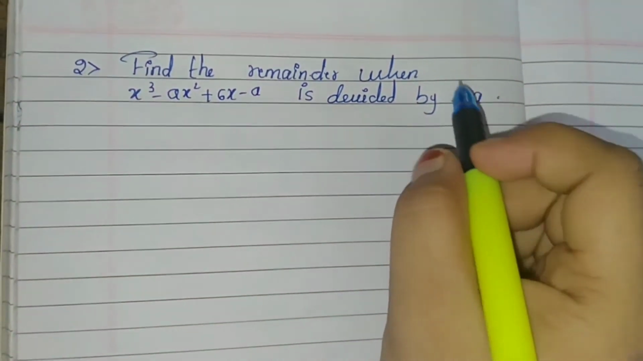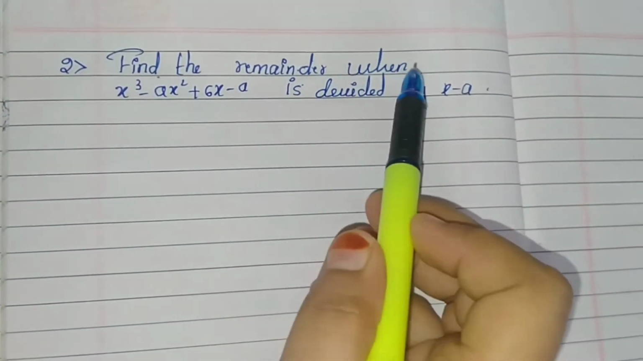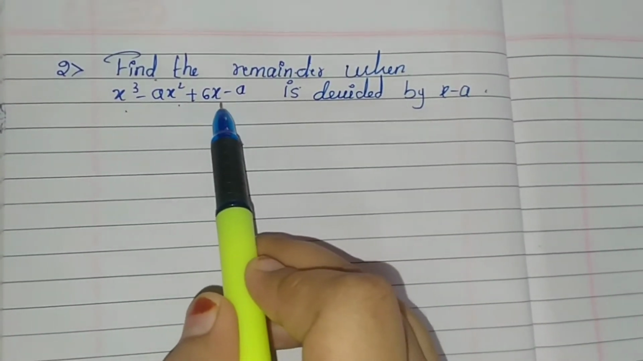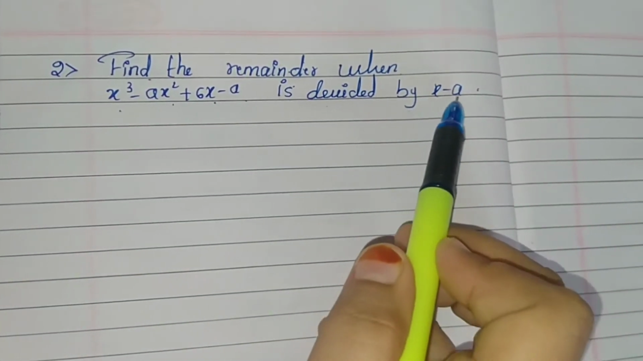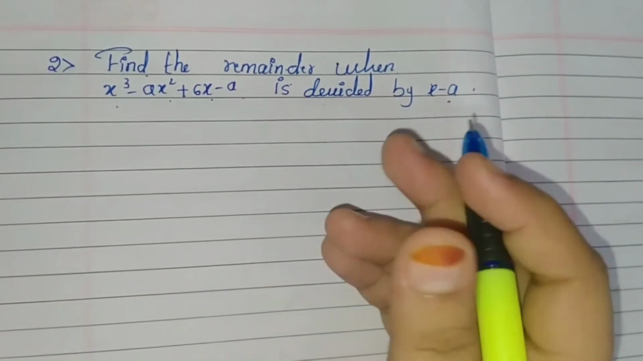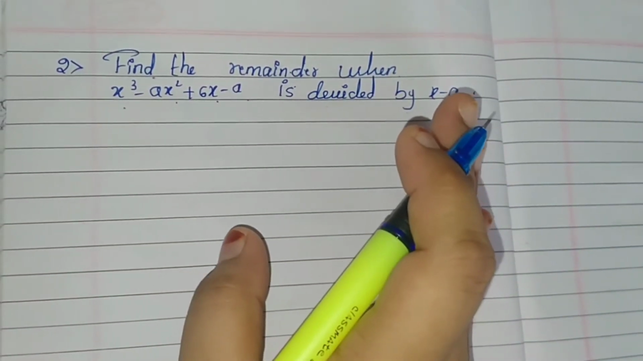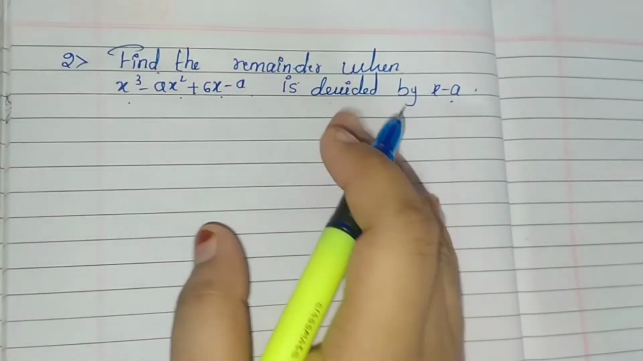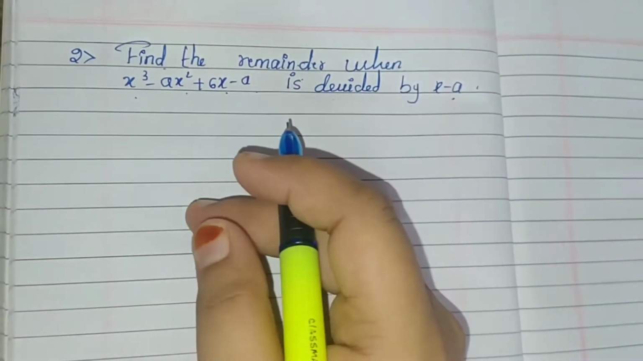So your next question here is, find the remainder when x cube minus ax square plus 6x minus a is divided by x minus a. Here you can use the long division method also, you can use the remainder theorem also. In this video I am going to use the remainder theorem.